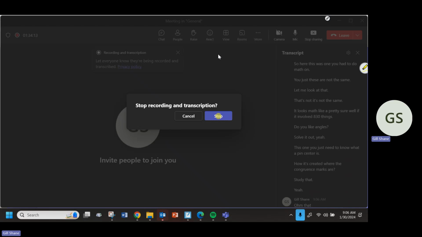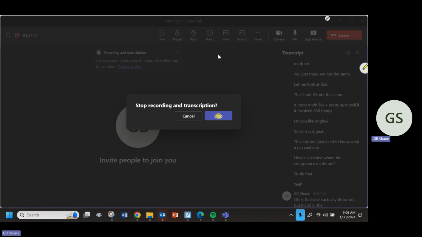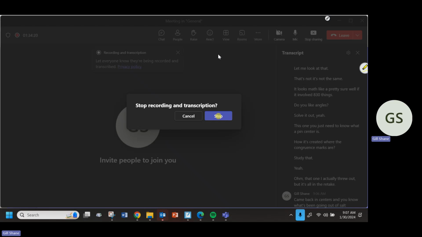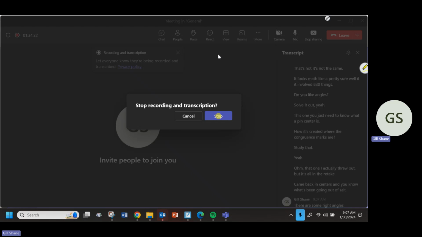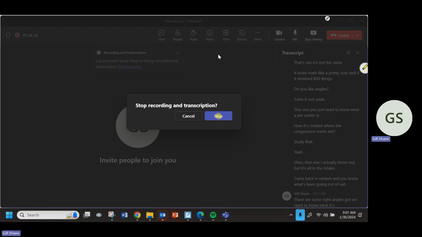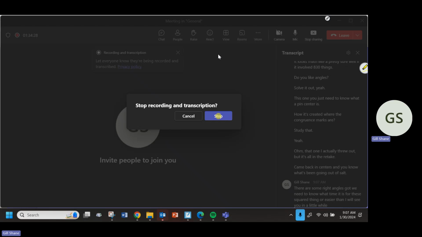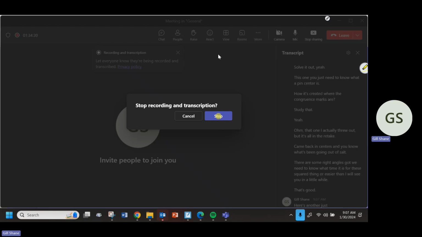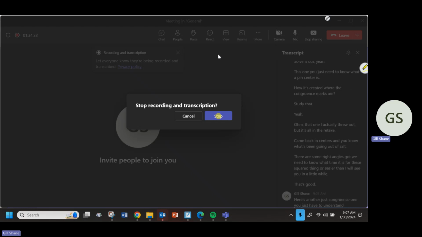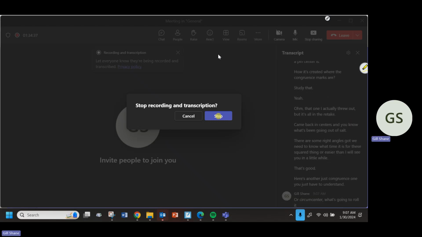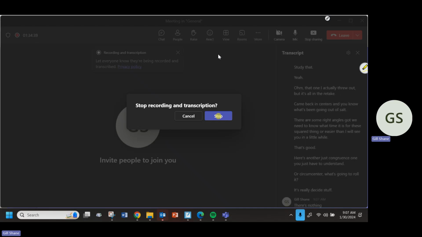That one I actually threw out, but it's on the retake. Again, that's incenter. You know what's congruent, how to solve them. There are some right angles, so you need to know the A squared plus B squared equals C squared thing, or an easier way. I will see you in a little while. Here's another just congruence one. You just have to understand for circumcenter what's congruent. It's really just side stuff.